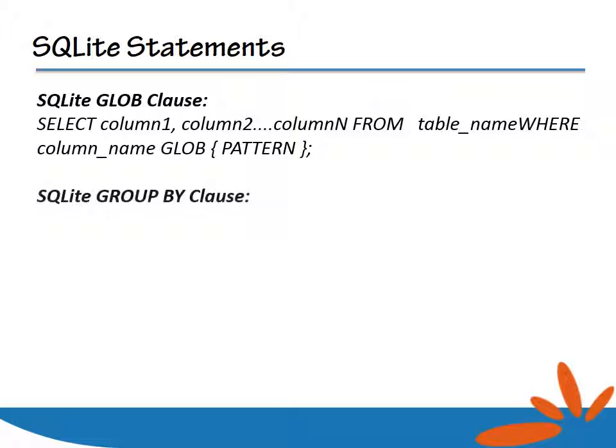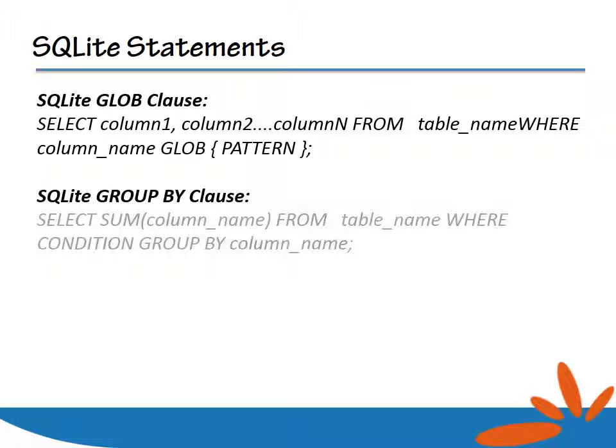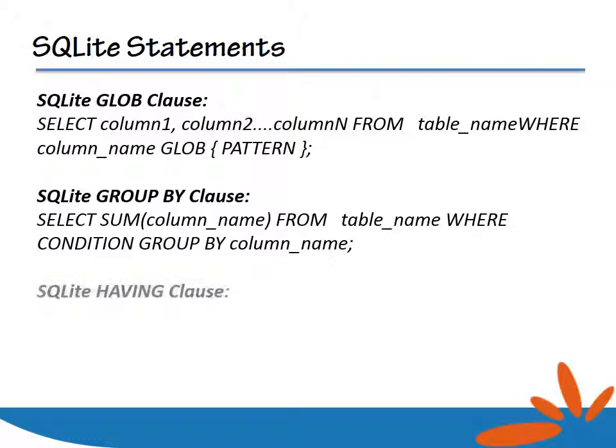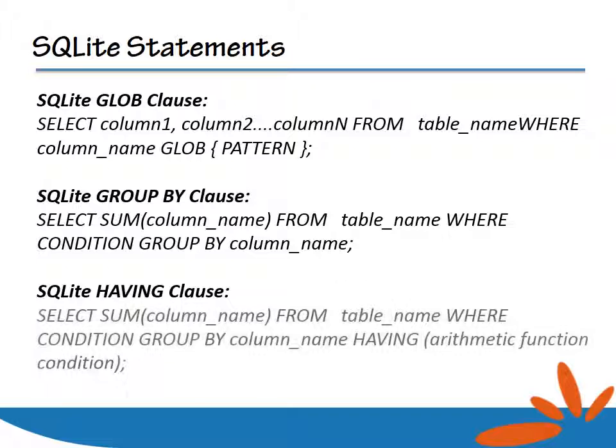The next one is the SQLite GROUP BY clause. For example, using the SUM function, specify the column name, FROM, specify the table name, WHERE, specify the condition, GROUP BY, specify the column name. The GROUP BY clause usually groups particular records based on the statement given.